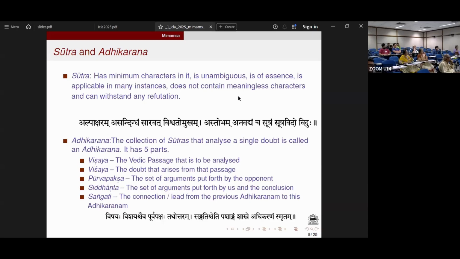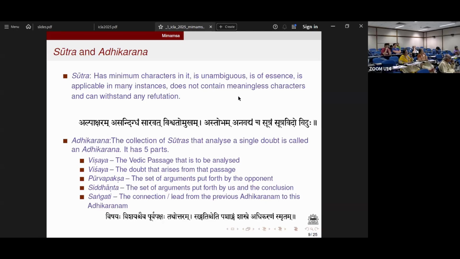Okay. So how is this adhikarana organized? It will consist of many sutras. When you look at an adhikarana, to understand any topic, what are the various aspects it should have? Again, there is a definition for adhikarana, for a topic that is to be discussed, where we talk about five different parts. Vishayaha, Vishayaschaiva, Purva Pakshas Tatotharam, Sangatishcheti Panchangam, Shastre Adhikaranam Smritam. So in the Shastra, when you talk of a topic, there are five different elements to it.